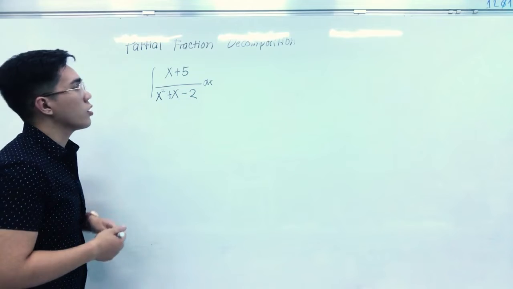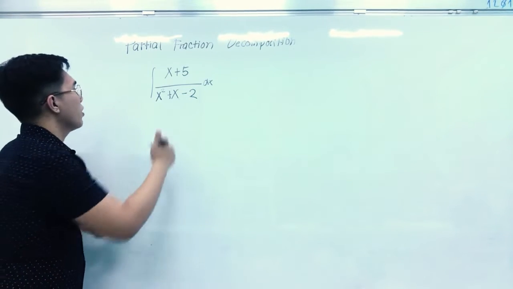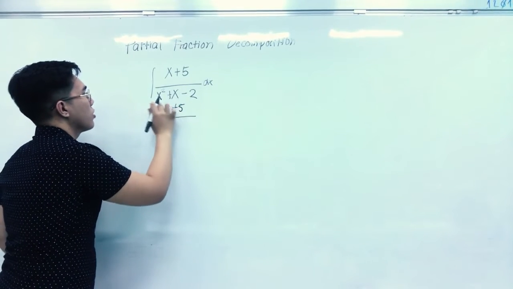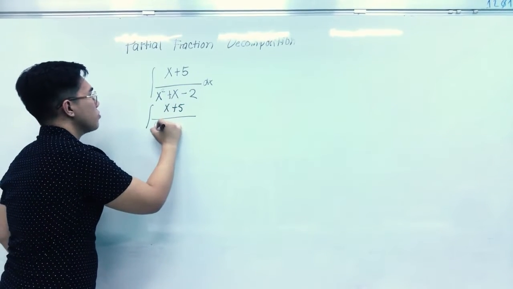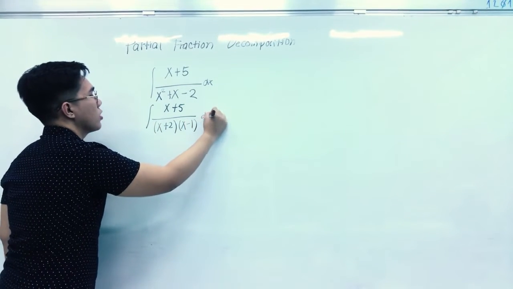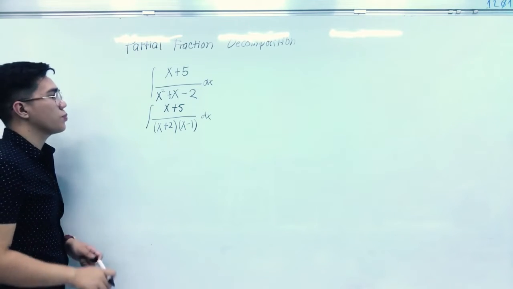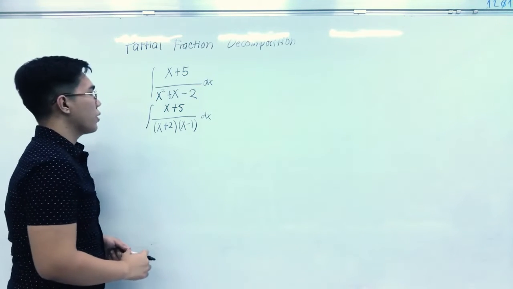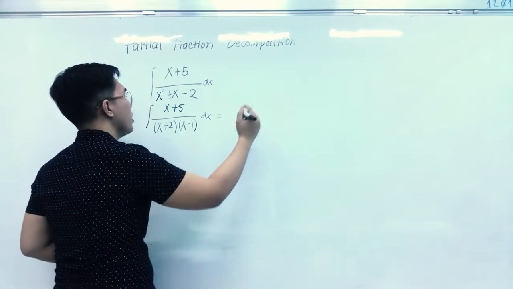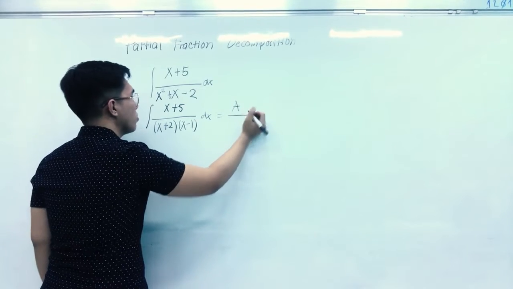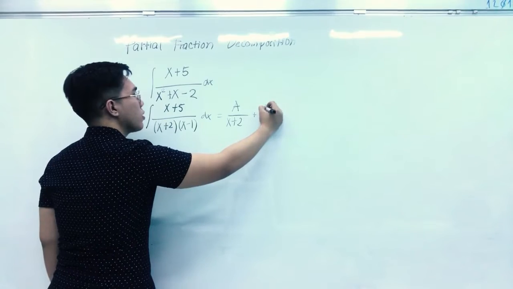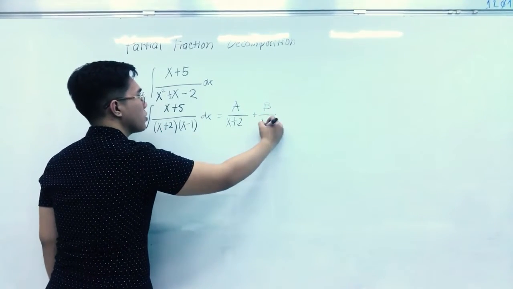So here our denominator can be factored. So the integral of x plus 5 over, the factors will become x plus 2 times x minus 1 dx. Now, since our denominator has become linear factors, we can apply the formula from earlier in this video. So this will be equal to constant A over x plus 2 plus constant B over x minus 1.